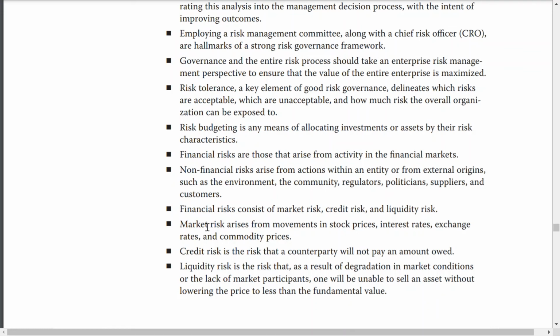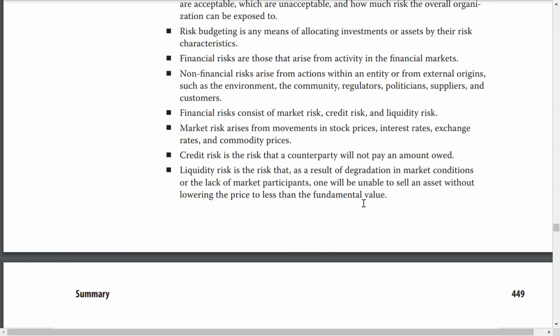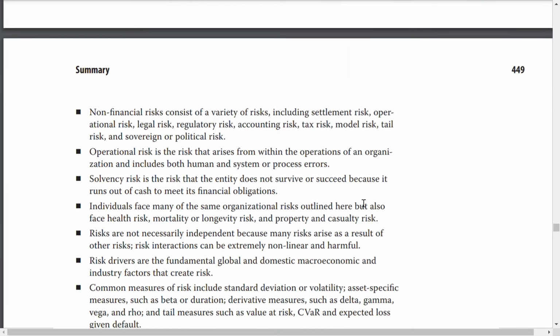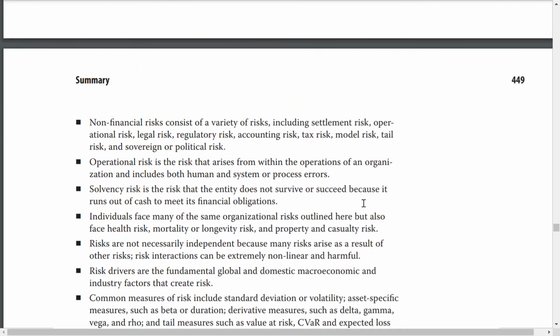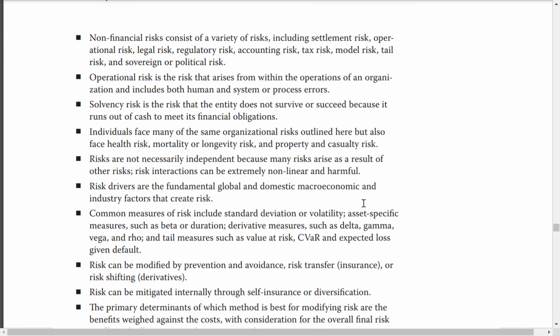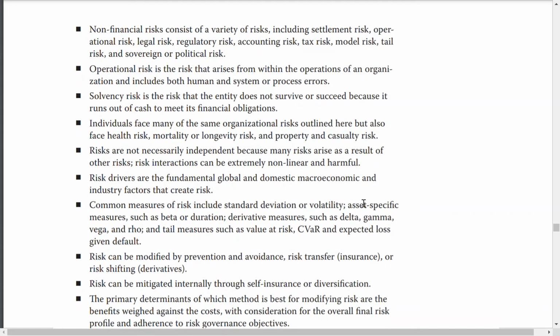Credit risk is the risk that the counterparty will not pay an amount owed. Liquidity risk is the risk that, as a result of degradation in market conditions or the lack of market participants, one will be unable to sell an asset without lowering the price or to less than the fundamental value. Non-financial risk consists of a variety of risks, including settlement risk, operational risk, legal risk, regulatory risk, accounting risk, tax risk, model risk, tail risk, and sovereign or political risk.